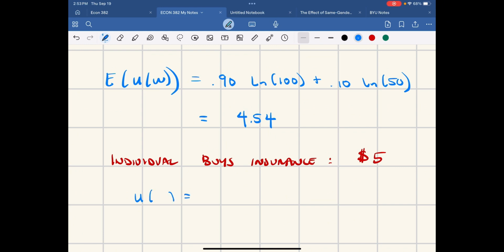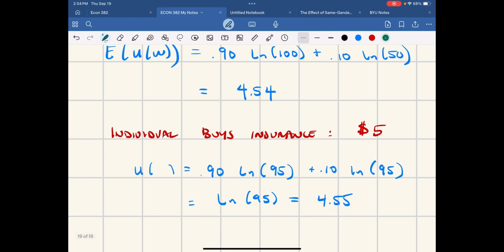The utility is equal to, there's a 90% chance that there's no accident. In that case, they will get $95. And there's a 10% chance for an accident, but if there is an accident, they don't have to pay out, but they still have to pay their premium. So it's $95, which is simply equal to the log of 95, which is 4.55. And comparing these two numbers explains why the individual will decide to purchase insurance, because they're better off with insurance than they are taking on that risk.